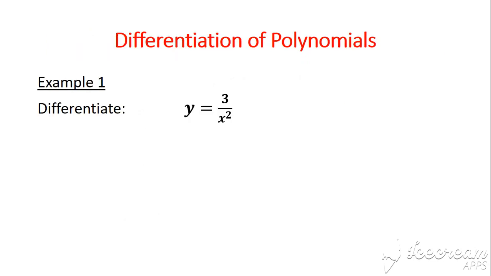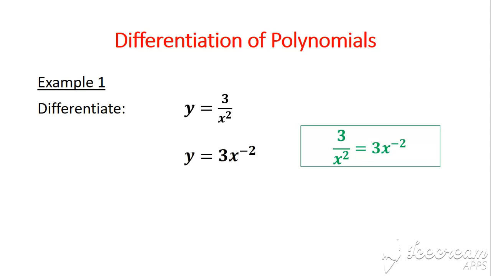Right, let's get into examples straight away. Let's differentiate this function. y is equal to 3 divided by x squared. Well, you need to understand that 3 divided by x squared can be written as 3 times x to the power of minus 2. I'd like to think of it as taking the x squared at the bottom of the fraction and bringing it up to the top with the 3. But when we do that, the power of 2 becomes a minus 2.